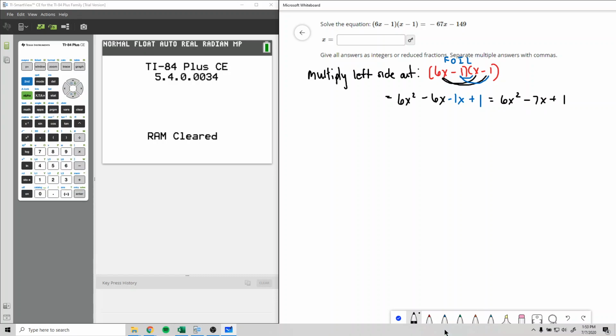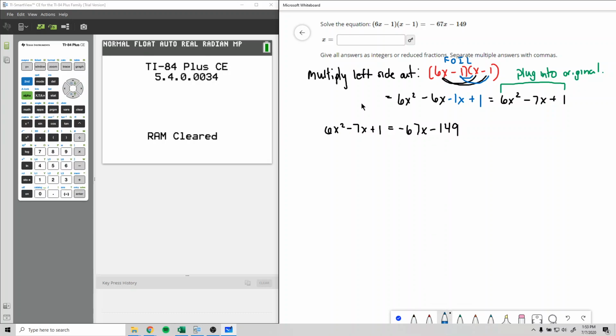All right, so now we're going to plug that back into the original problem. Remember that was the left side. Now we have 6x squared minus 7x plus 1, the left side, equals what was on the right side before, we didn't touch that, negative 67x minus 149.